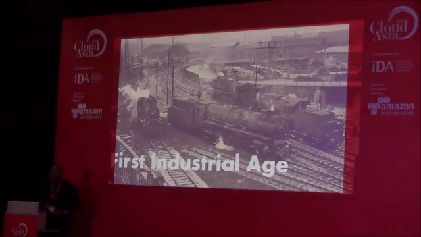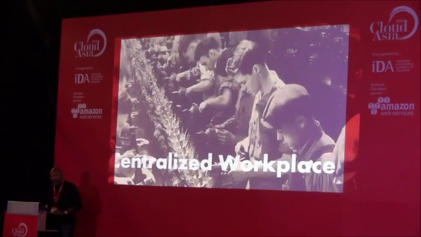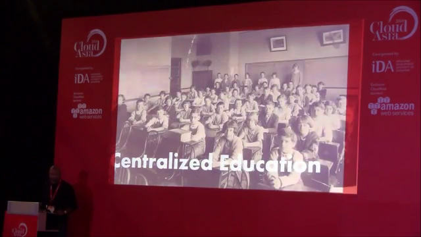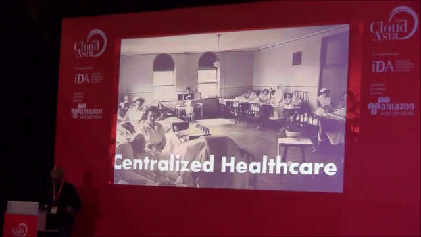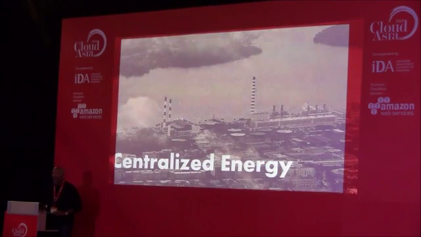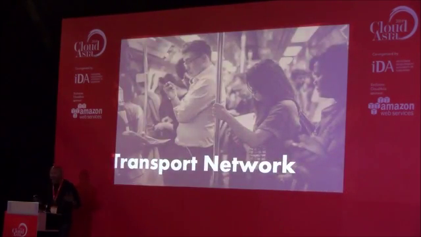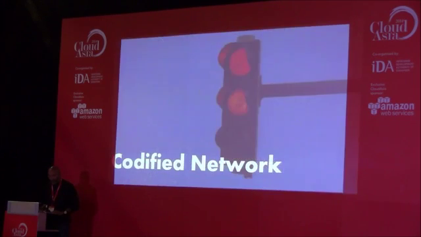But then came the first industrial age, and we learned how to centralize everything. We centralized workplace. We centralized education by forming schools and colleges. We centralized healthcare by introducing hospitals. We centralized energy. And then we built lots of networks, like the transportation network, the infrastructure network, the waste network, or the water network, and so on and so forth. And then we codified some of these networks, such as traffic signals. We used symbols, and we learned how to use the symbols.